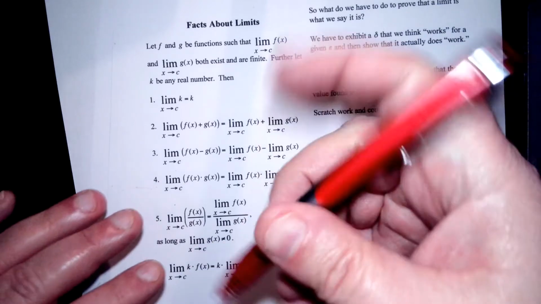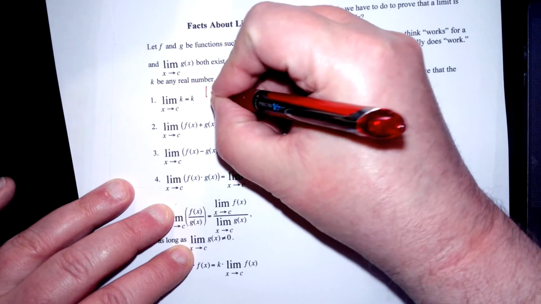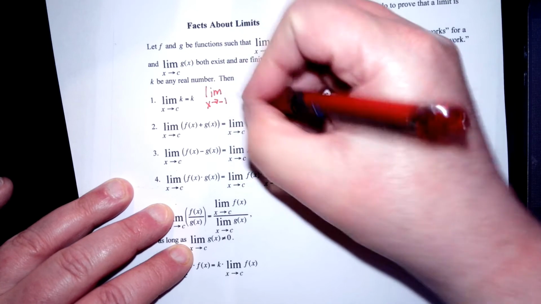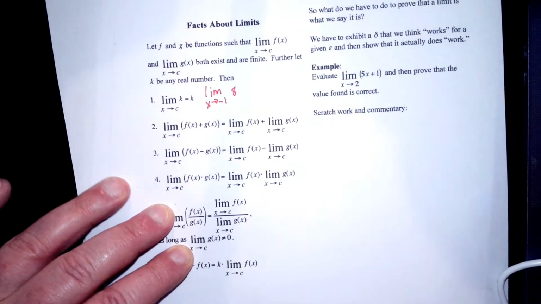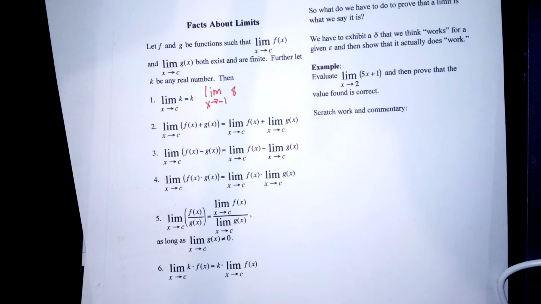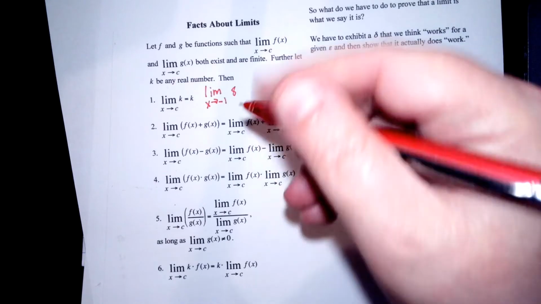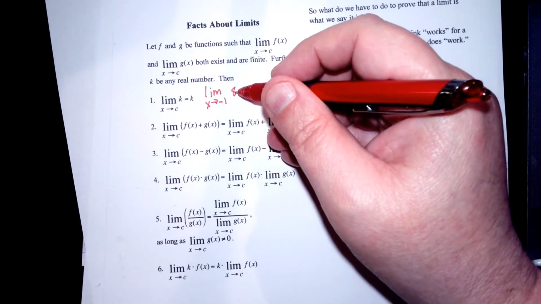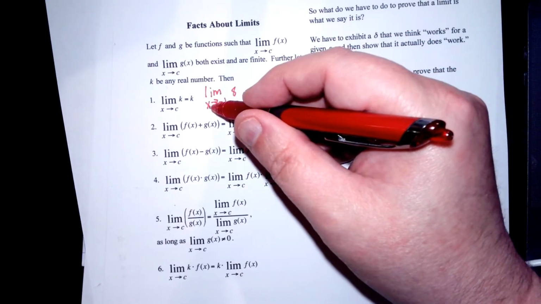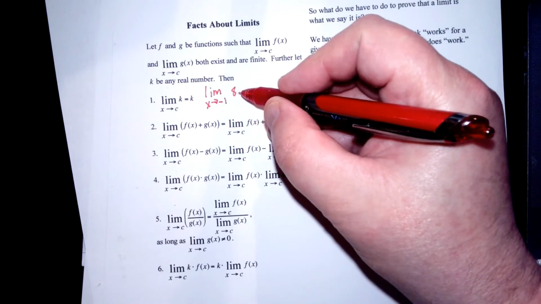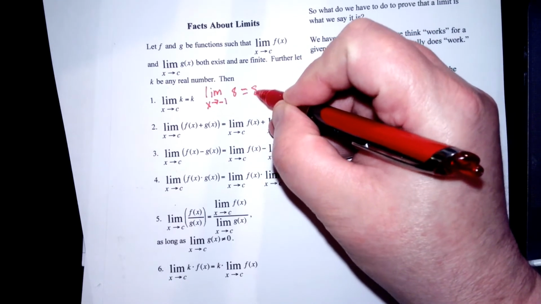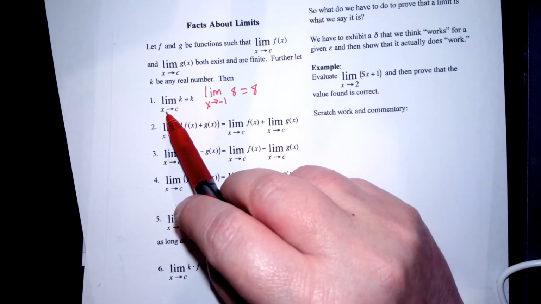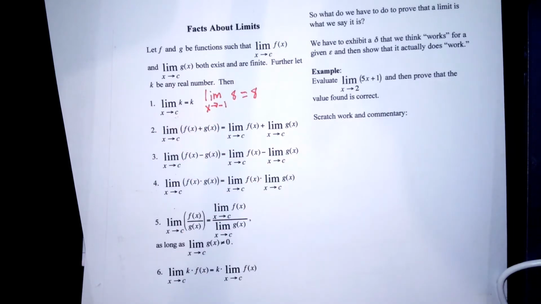What does that mean? Well, let's take a look at an example. Let's say we have something like the limit as x approaches -1 of 8. What this is asking is, what happens to 8 as x approaches -1? Well, the value of 8 does not depend on the value of x at all. The value of 8 is constant. It is 8, no matter what x does. So that's why we say that the limit of k as x tends to c is k.